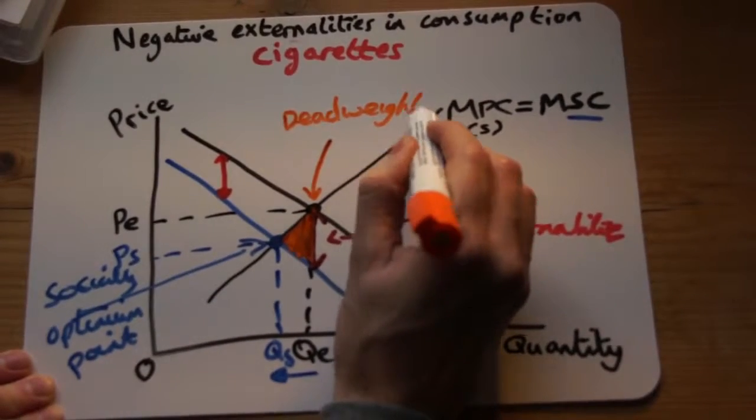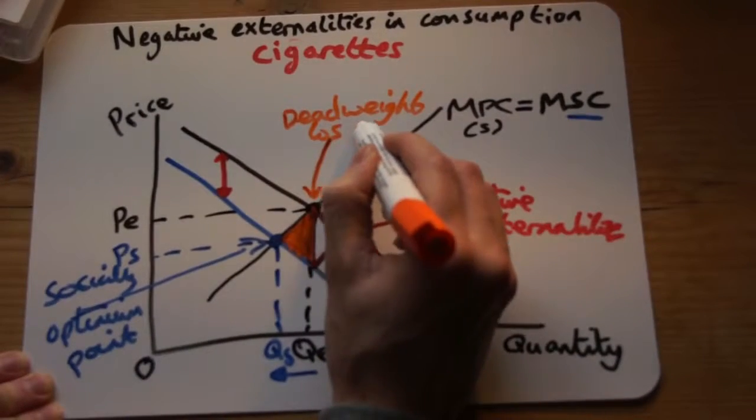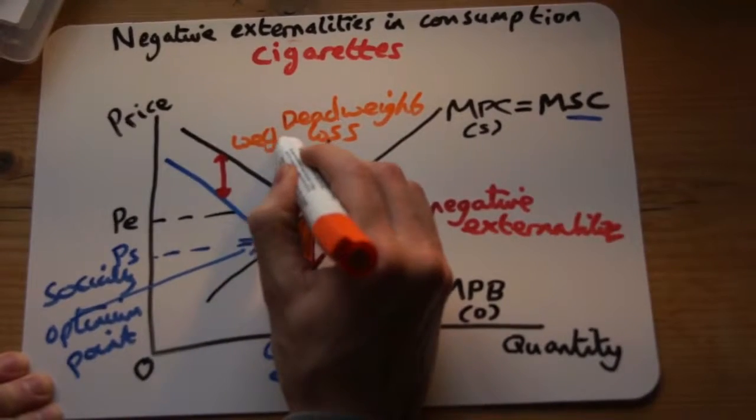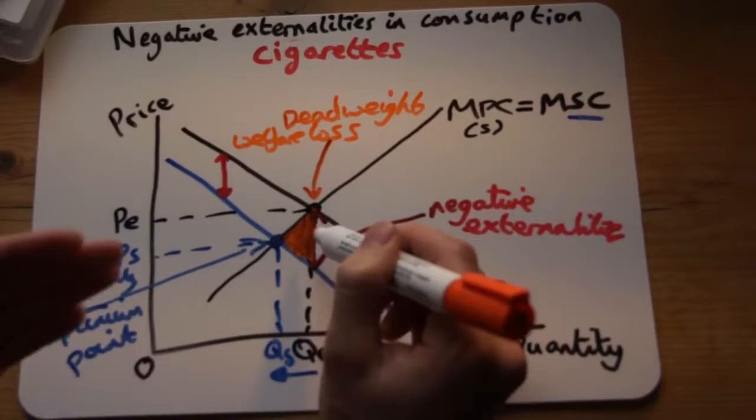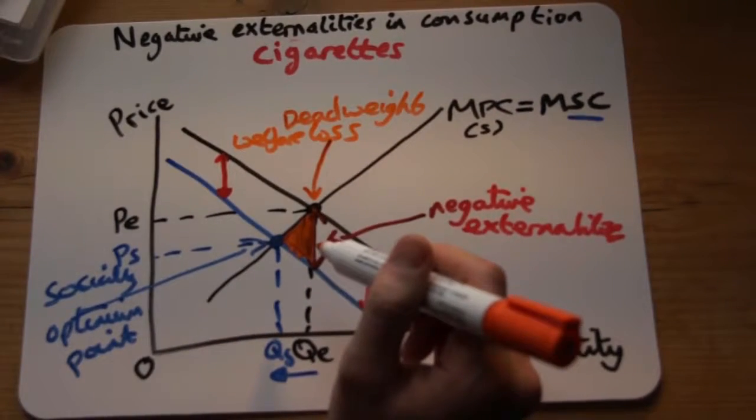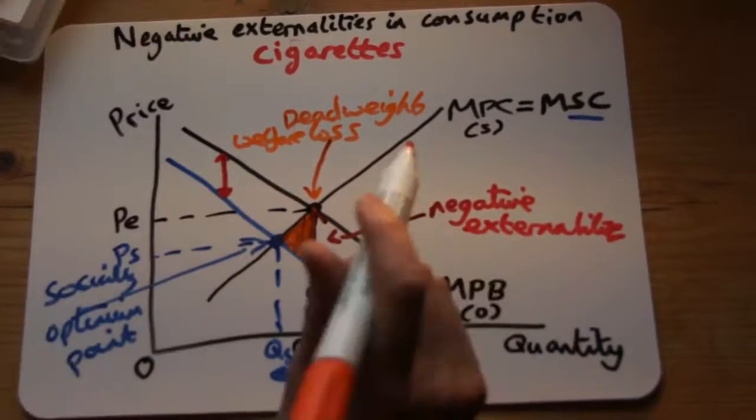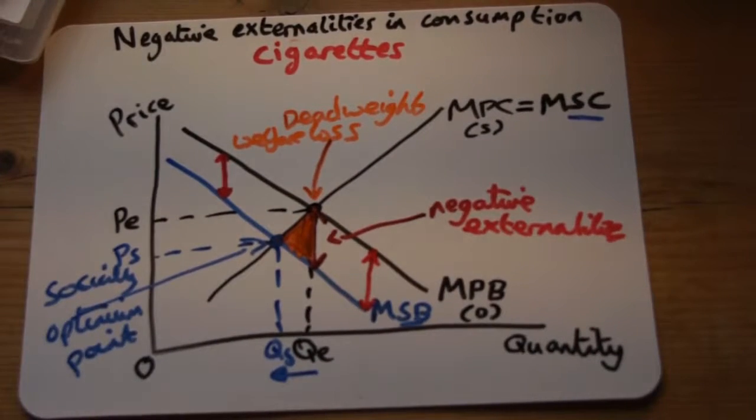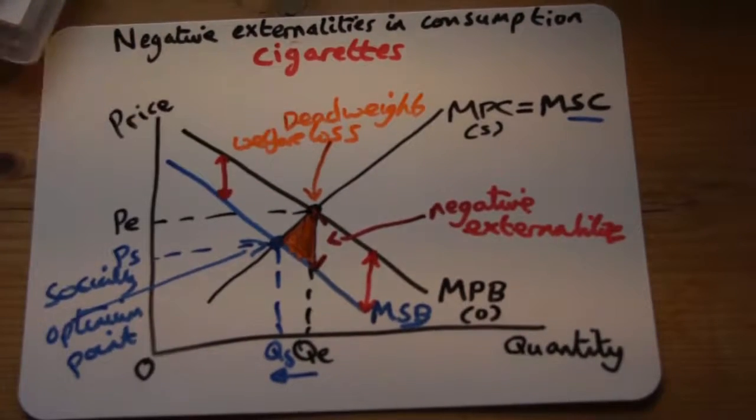welfare loss. Deadweight welfare loss here. Or the triangle deadweight welfare loss, whatever you want to call it, but that's good enough for your exams. Okay, so that's showing the negative externalities in consumption, the triangle, the negative externalities, and the socially optimum point all in one.